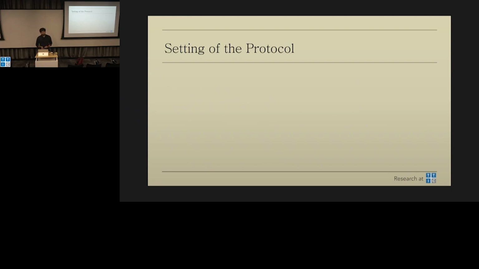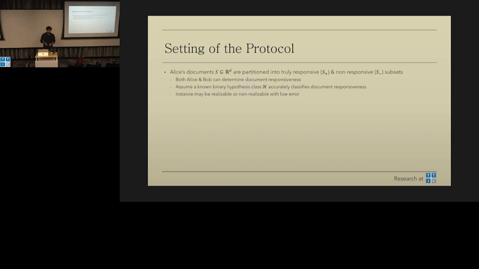So let's try to set up the protocol somewhat more formally. We are going to think of Alice's documents as some points in R^d, and they can be partitioned into truly responsive documents and non-responsive ones. So this is the ground truth. And both Alice and Bob, we are assuming, can determine the responsiveness of a document. If there is a conflict, we will use the courts to adjudicate, but we'll see that in a bit.